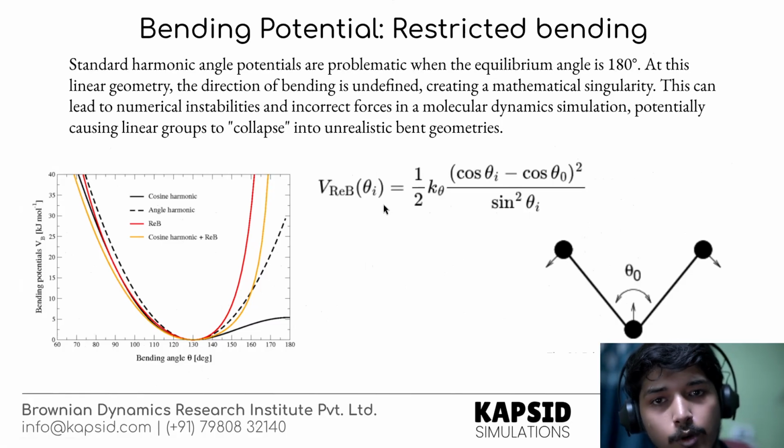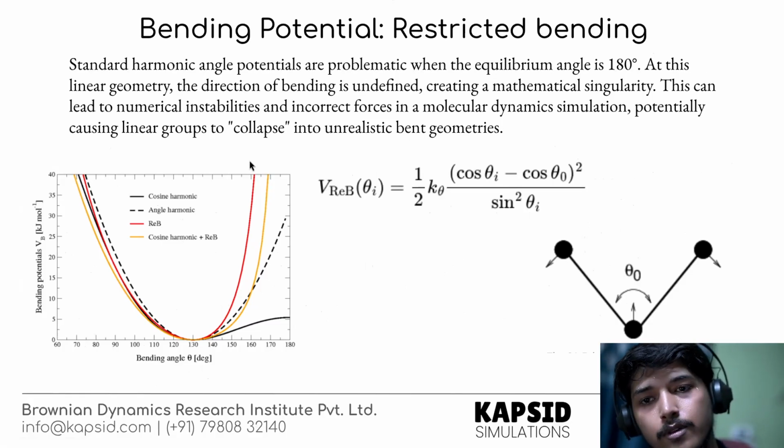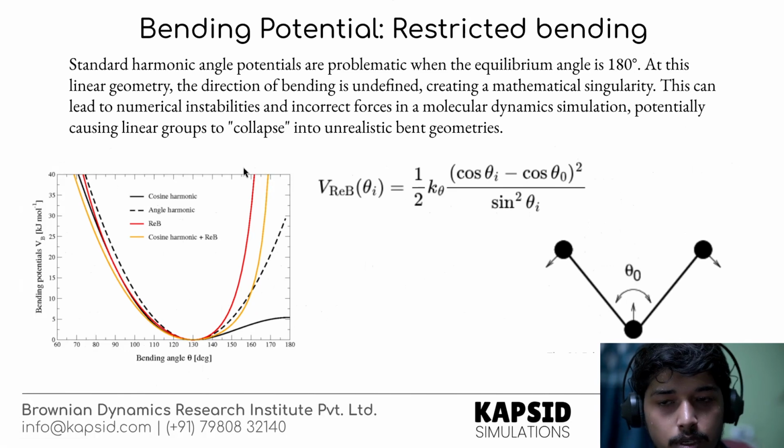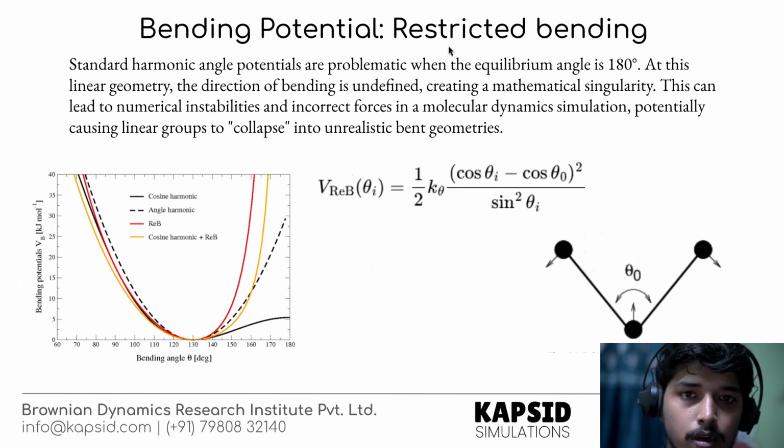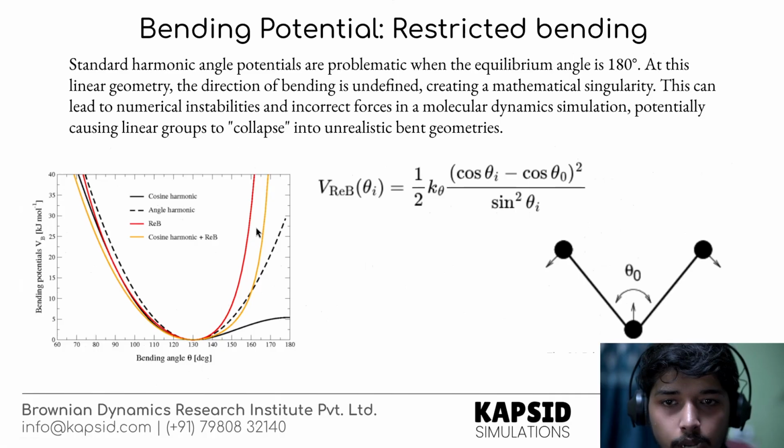Now coming to the third type of bending potential that we use in simulations, and that is restricted bending. So what happens in the restricted bending?